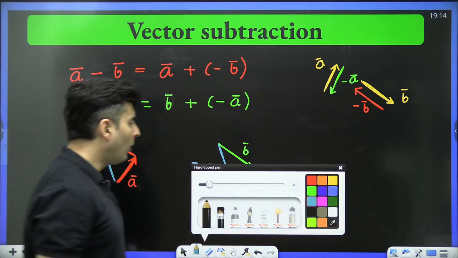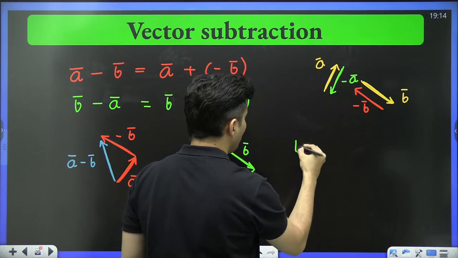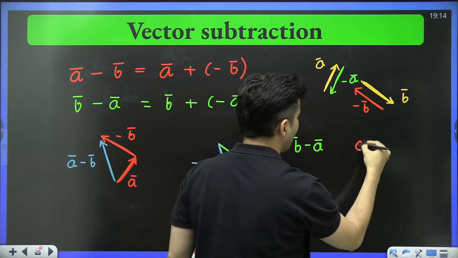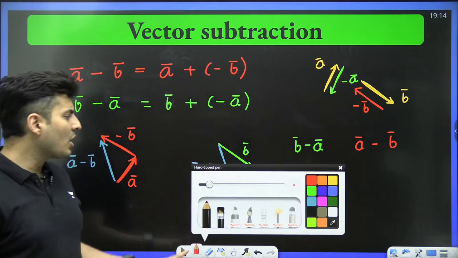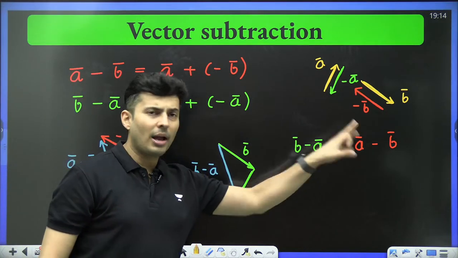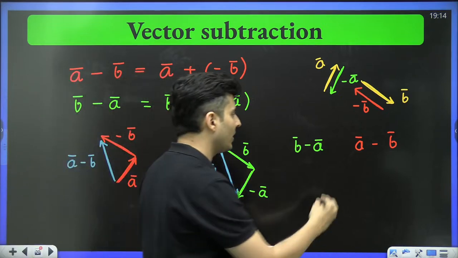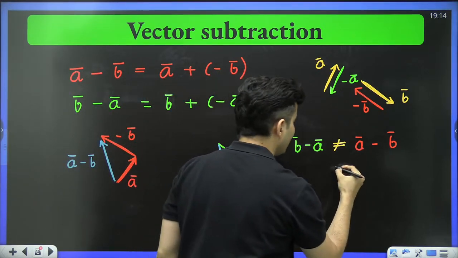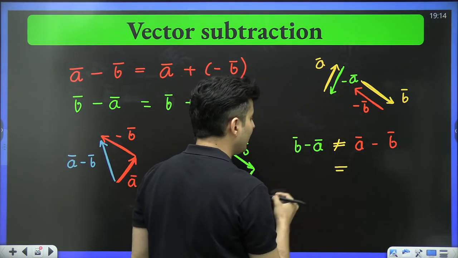Is that clear? Now I have a question for all of you. Is B vector minus A vector the same as A vector minus B vector? What do you think? Should I put the equal to symbol or not? Definitely it is not equal to it. But yes, it is negative of this.